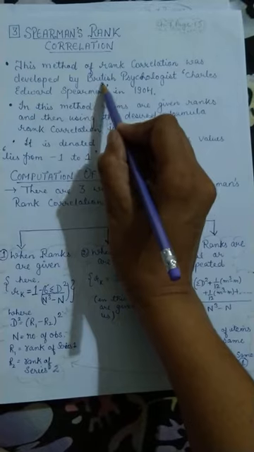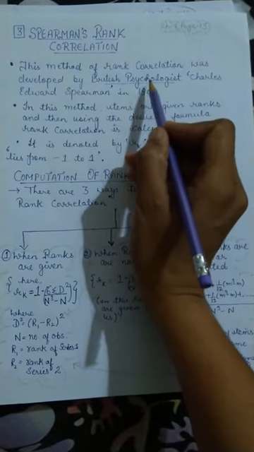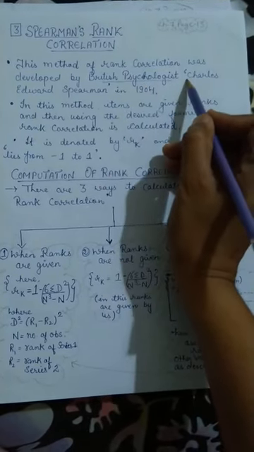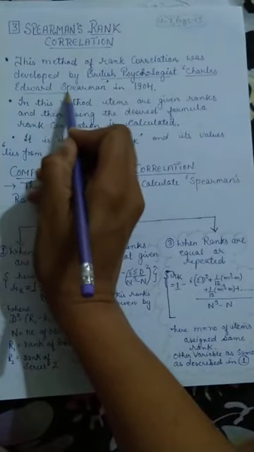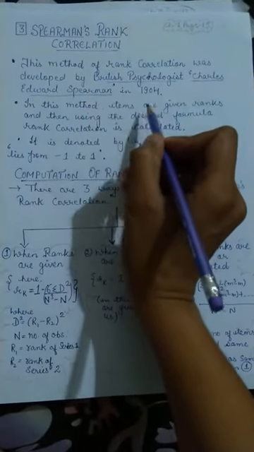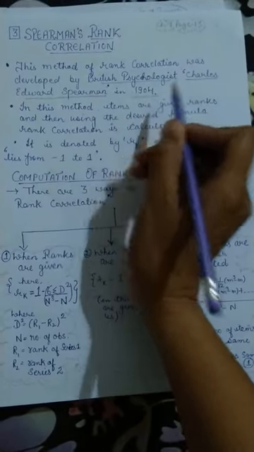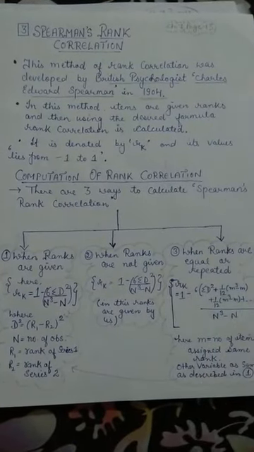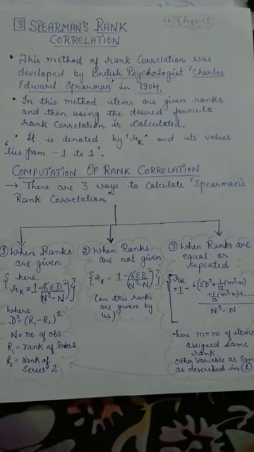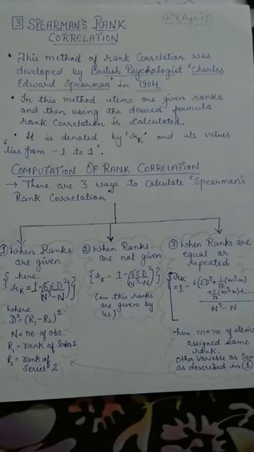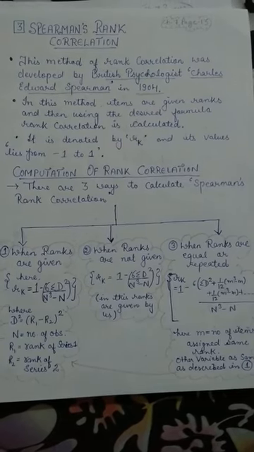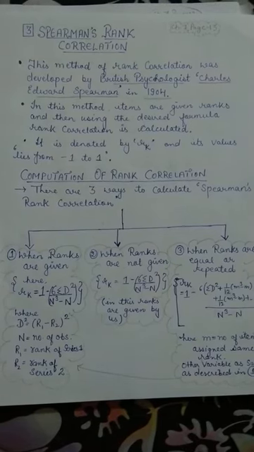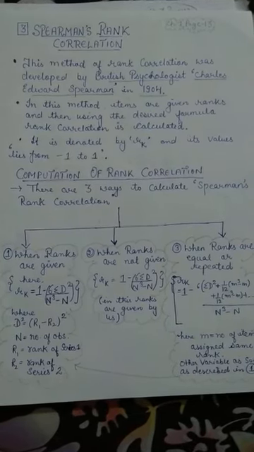This method of rank correlation was given by British psychologist Charles Edward Spearman in the year 1904. So the first point we have to focus on is that it was given by British psychologist Charles Edward Spearman in 1904. The next one is that to find out this method we have to give the ranks.